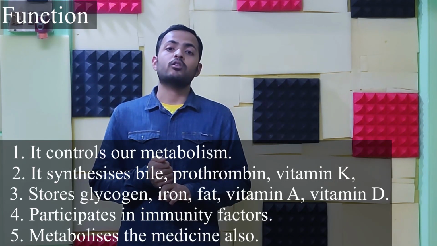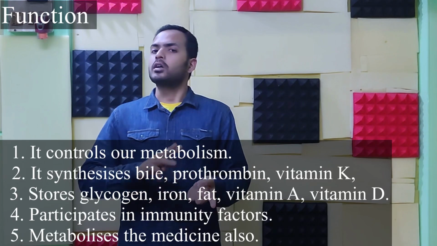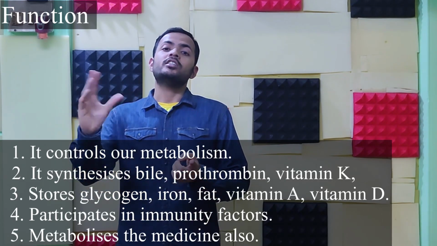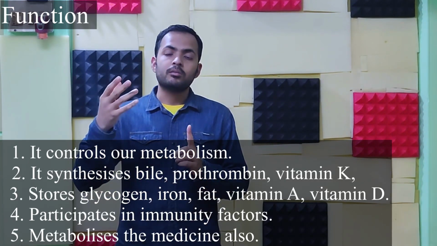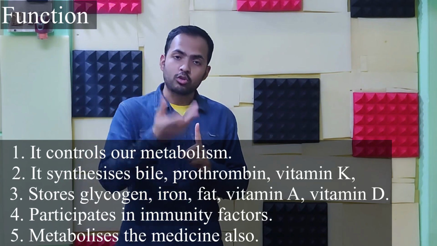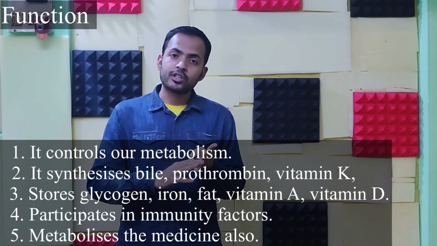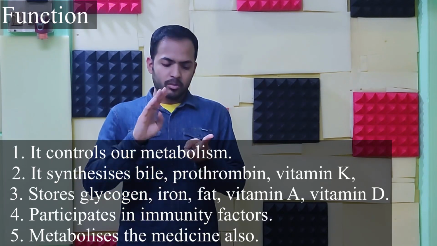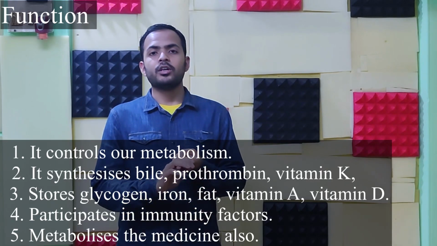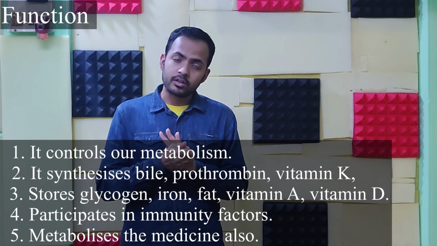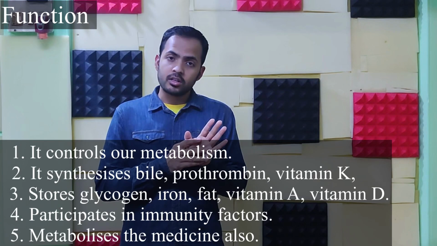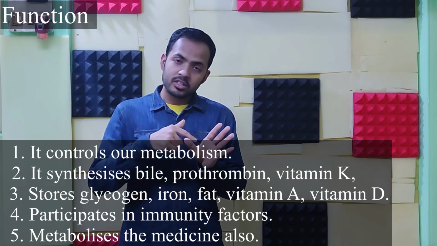That's it. Now, the function of our liver. In the function, first of all, it controls our metabolism. It controls fat, protein, carbohydrate metabolism. It synthesizes, or creates, bile along with prothrombin, along with vitamin K. Now, it stores glycogen, fat, vitamin A, vitamin D, iron. Okay, it participates in immunity. When we take medicine, it metabolizes the medicine also.